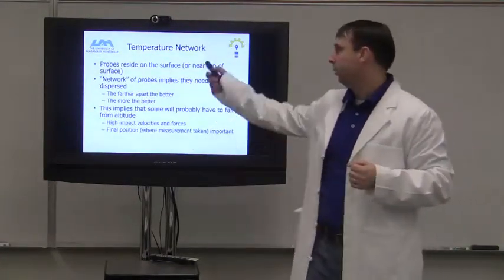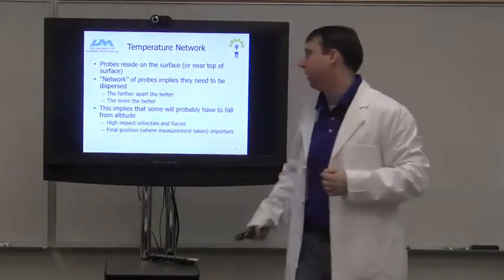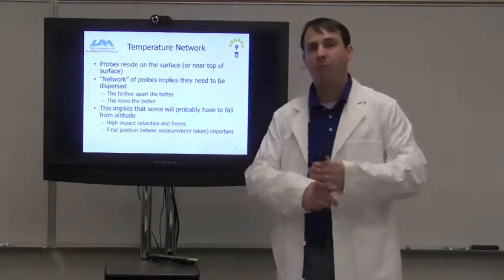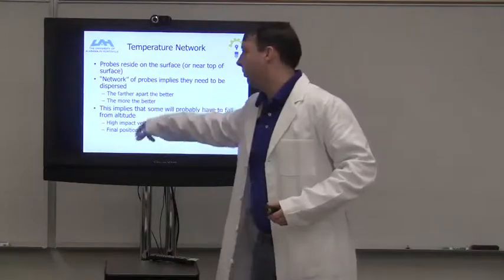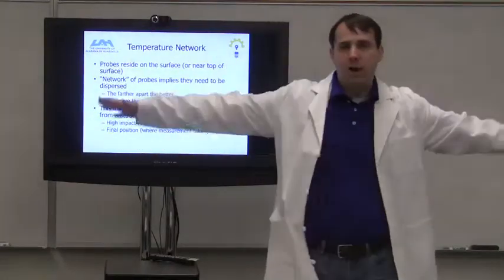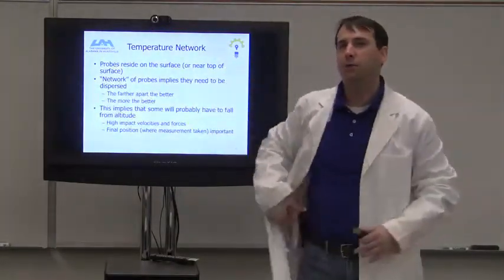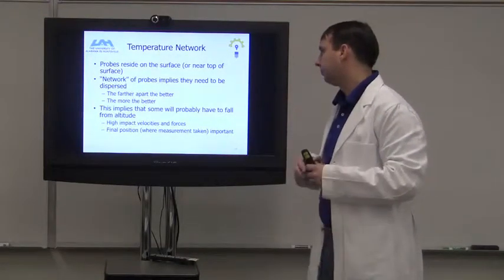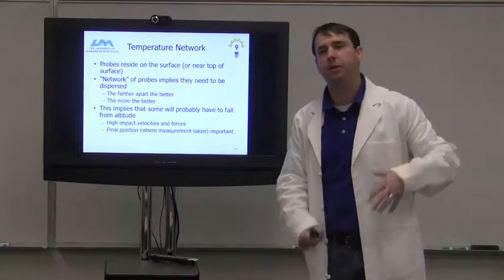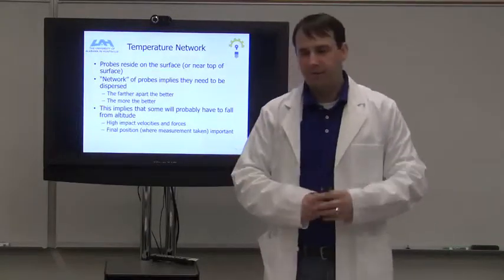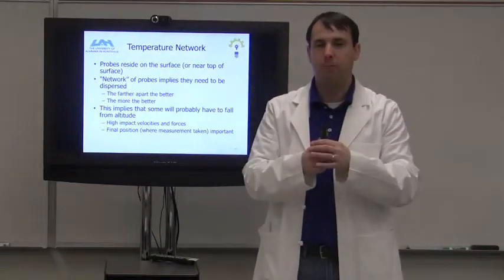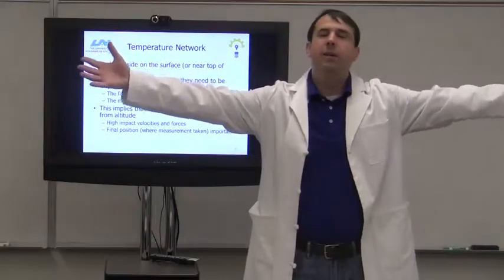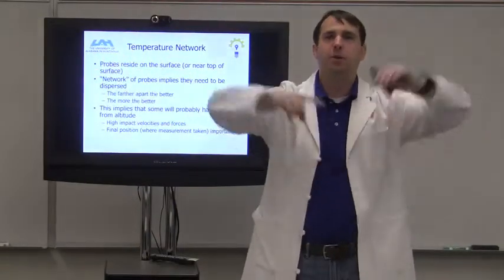Temperature network, the probes are out on the surface. The network of the probes implies they need to be dispersed. You want to have more, the further apart the better, and the more the better. That gives you a wider network and a more precise and more densely populated network. This implies that some will have to fall from an altitude. If you have your temperature probes come off of the lander, you can only get so far away from a lander, right? You can get shot out from a lander.